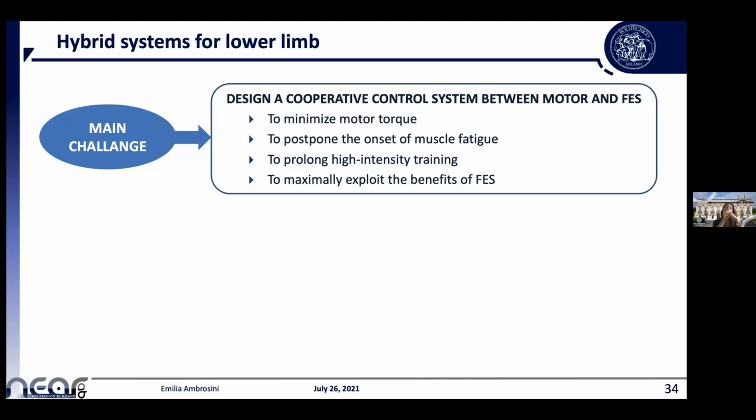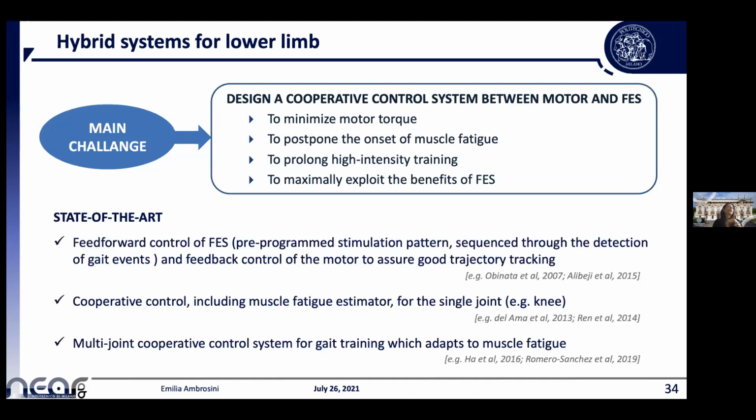This can allow to minimize the motor torque, to postpone the onset of muscle fatigue, to prolong then the intensity of the training, and to maximally exploit the benefits of FES. Indeed, as I said before, the current state of the art is that we usually have a feed-forward control of FES and a feedback control of the motor that assures the tracking of the trajectory. There are a few examples of cooperative control just for the single joint, mainly the knee. And multi-joint cooperative control systems usually do not adapt to muscle fatigue.